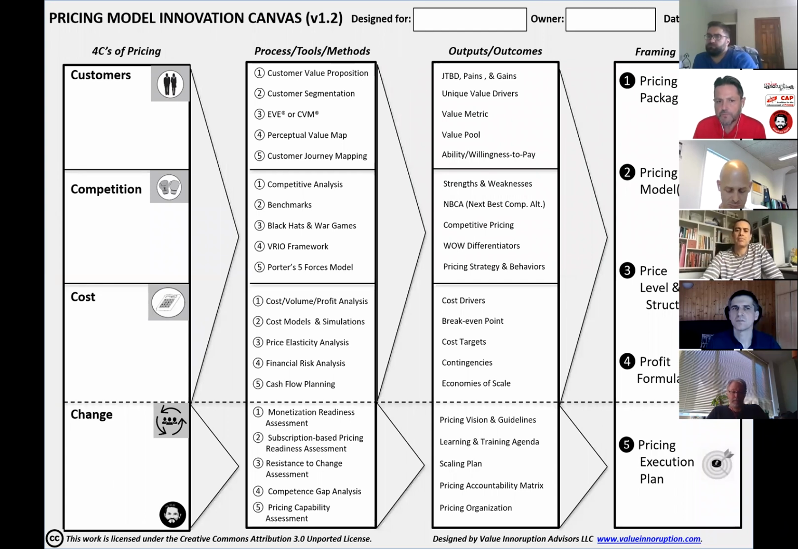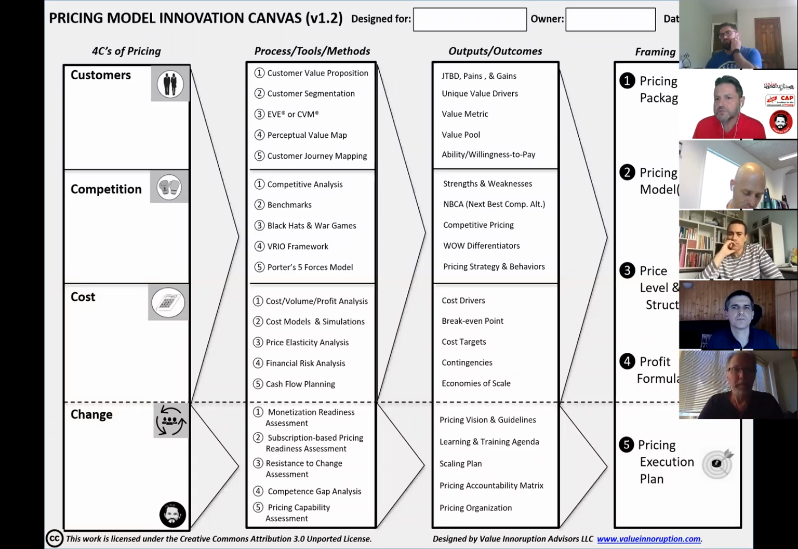This is nothing new. Now, on the change management side, I listed a few assessments, and these are some of the assessments that I've created. The monetization readiness assessment, the subscription-based pricing readiness assessment, the change management readiness assessment, and then 4 and 5 are tools that exist, readily available. Lots of companies do pricing capability assessment, whether it's a small one or a big one. There's plenty of tools out there to look at what we are missing in terms of pricing to be able to be successful in execution of our pricing strategy.